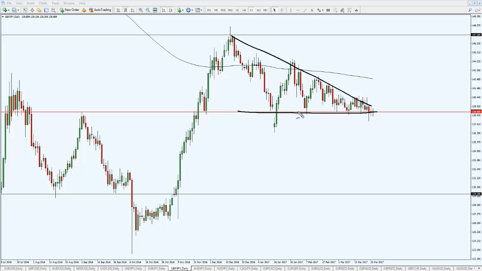So you can see that support is tested once, twice, thrice, four, five times. All this happens, tested so many times within a short period of time. So my guess is possibly a lower move for the pound yen. Okay?